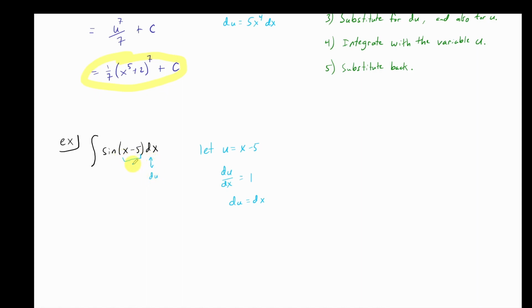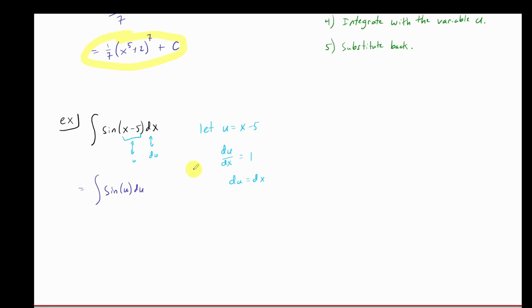That's an easy substitution. So this dx is going to become a du. This x minus 5 is going to become a u. It's inside the sine function still. So we're going to have the integral of sine of u du. Because our variable is now u, and we're integrating du, we can integrate like normal. Integrating sine of u will give me the opposite of cosine of u plus c. And then our last step after we've integrated is to substitute back. We have negative cosine of x minus 5 plus c.